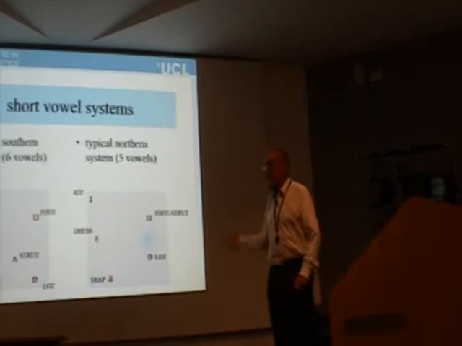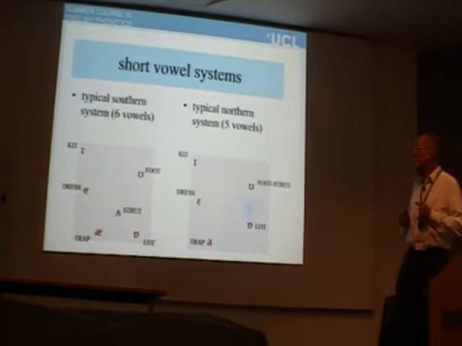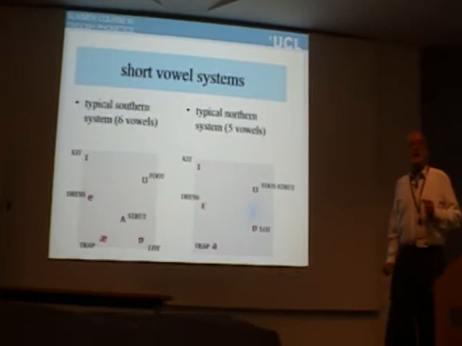Now, slightly more technically, the consequence of this phoneme split that happened in the south and in RP, in most areas, but not in the north, is that the number of short vowels in the system is different.